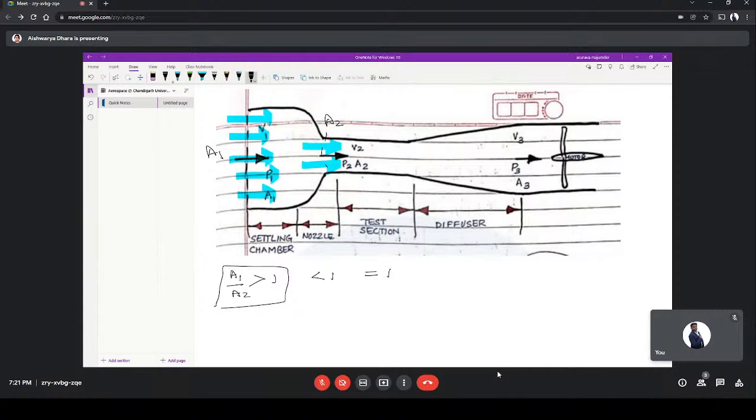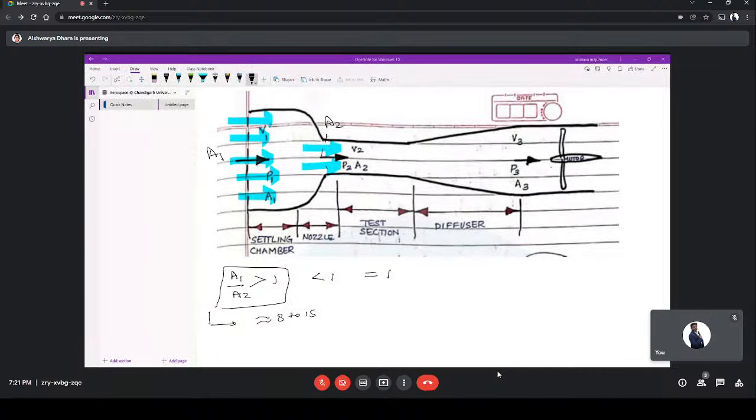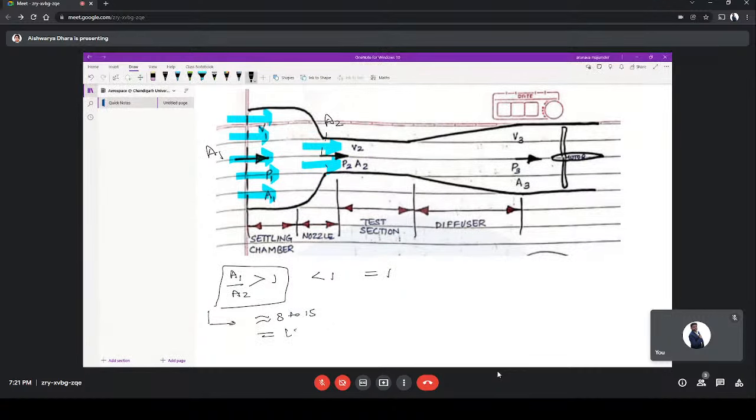If there is an application based question, what should be the approximate ratio? It should always be 8 to 15. There may be a possibility of getting some application based questions. So it has to be more than 1, or close to 8 to 15, or if there is an approximate value, you can roughly say 12 to 13, in fact.